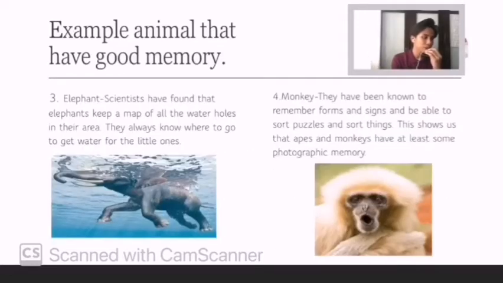Number three is elephant. Scientists have found that elephants keep a map of the water holes in their area. They always know where to go to get water for the little ones. Number four is monkey. They have been known to remember forms and signs and be able to solve puzzles and sort things. This shows us that apes and monkeys have at least some photographic memory.